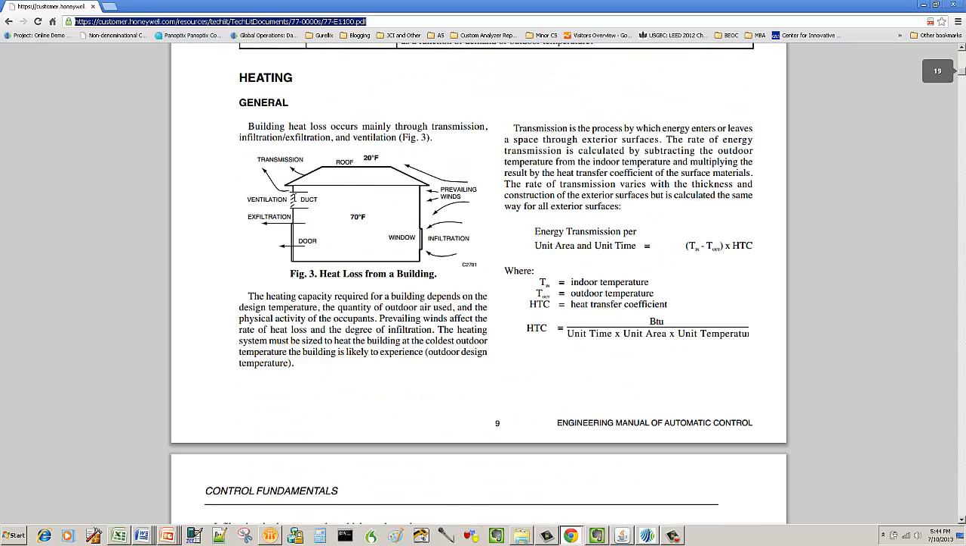Now here's a pretty interesting one. We talk about two concepts that are pretty important here, and that's infiltration and exfiltration.